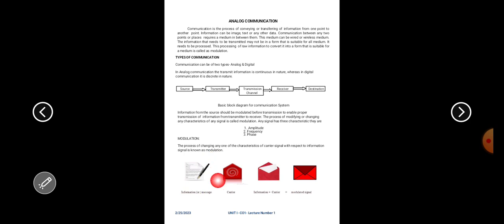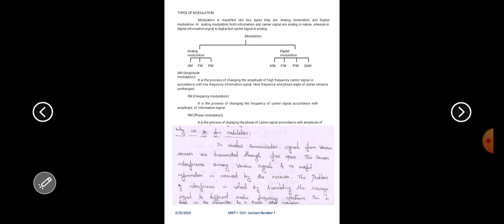This is the low frequency signal, and this is the high frequency carrier signal. When both of these are combined, we are able to send this letter from one point to the destination. Combining these two is called modulation, and after modulation the modulated signal is sent to the destination. It is a simple example.